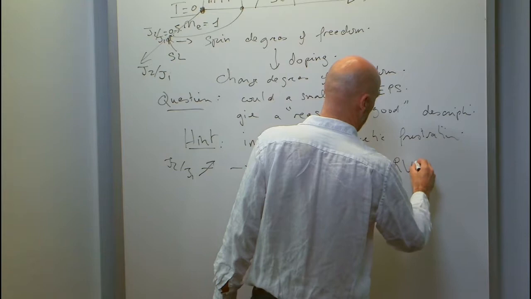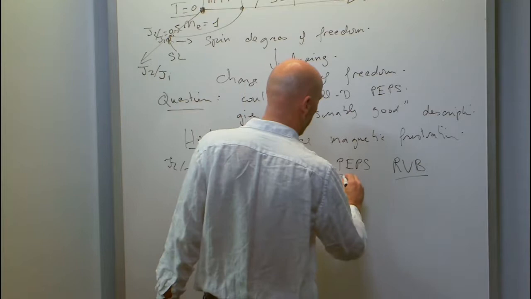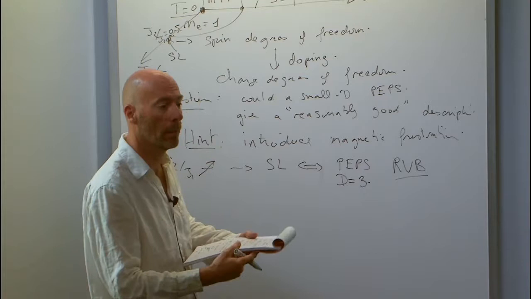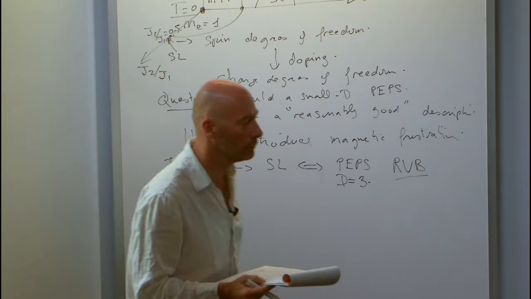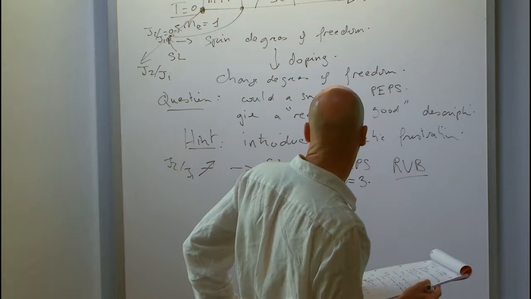And we have a simple PEPS description, and actually it's very simple. It's D equals 3 bond dimension. So it means we can basically calculate many things, even doing contraction exactly on small systems. Is this an exact statement, that this is the exact ground state of the model?